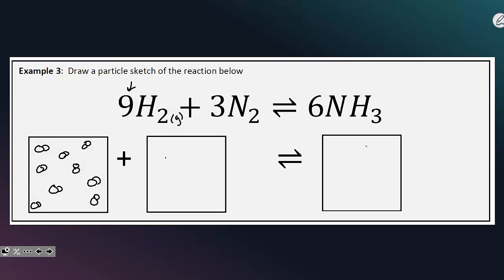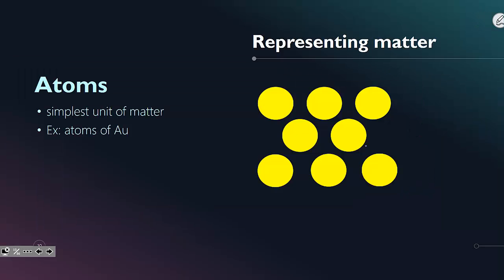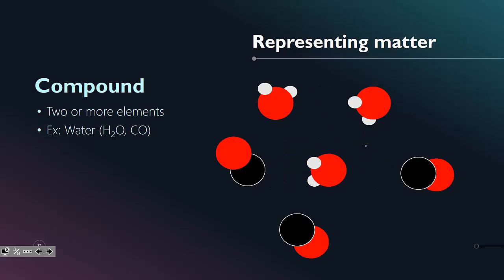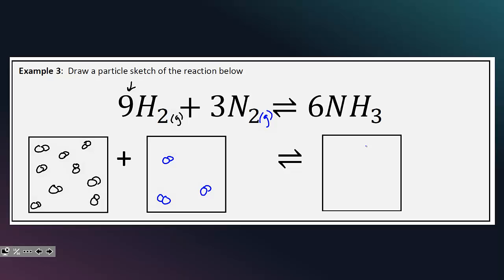Nitrogen is also diatomic, and our equation showed 3 nitrogens come together with our 9 hydrogens. Again, nitrogen is a gas, so I would show it as such. If I wanted to show a solid, I might show them all very closely packed together, like this is gold. Gold is a solid at room temperature, so notice that these molecules are very closely packed together. Gases, you would show spread apart. Lastly, these come together to form 6 ammonias.